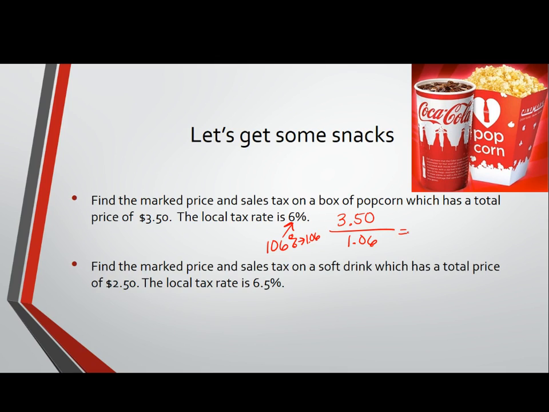Okay, so when you take 3.50 and divide by 1.06, you get 3.30, so $3.30. That's what it originally was before you added tax. So that's the marked price. And then the tax is going to be the 3.50 minus 3.30. That's how much it went up, which is 20 cents.